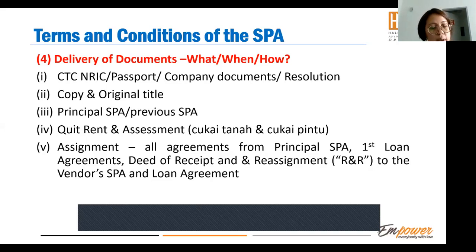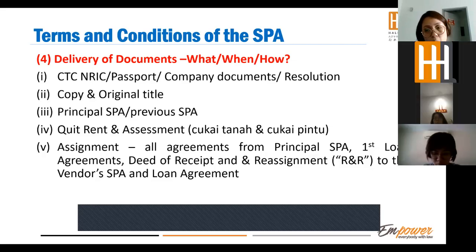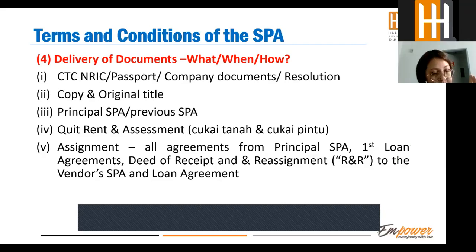The fifth one is, if your property is under master title, what we call an assignment case, then you have to request all the agreements from the vendor or the vendor's solicitor from the very beginning: the principal sale and purchase agreement, the first loan agreement, the deed of assignment, up to the window stage, meaning the window SPA and the loan agreement. This is very important and must be indicated in the recital as well. If it's a master title case, this proves the chain of ownership of the vendor, to make sure there is no break in between the changes of ownership. If there's a break, there must be something wrong. So this is very important.